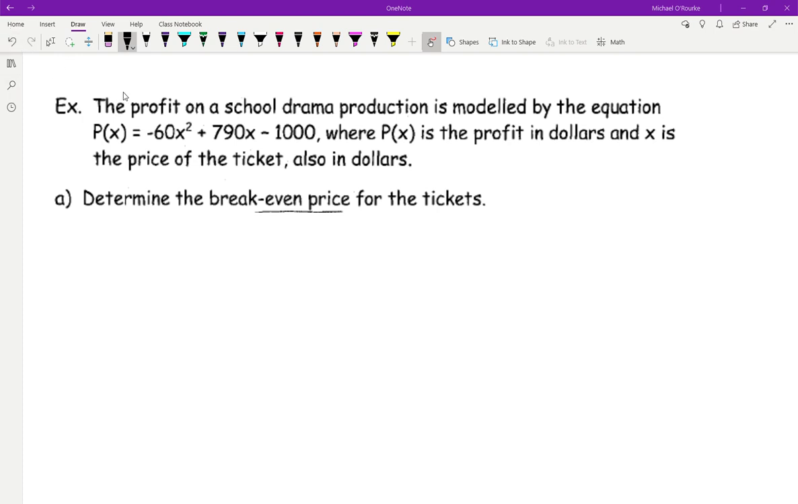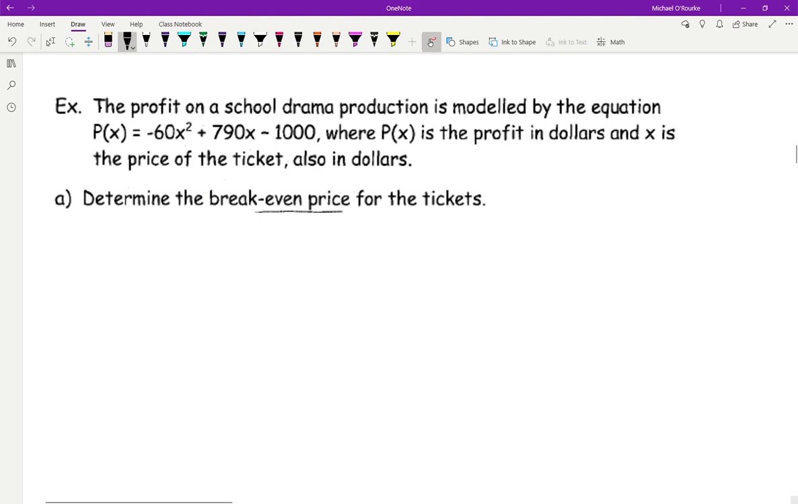So here's a big one here. And maybe I'll leave this one to you. I'll help you get it set up, and I'll see if you can do the math of it. The profit on a school drama production is modeled by the equation of this. Okay? This is one of those points where you don't even want to try to factor that. It's such a big number. Like, it's super hard, right? Where P is the profit in dollars, x is the number of tickets sold. Determine the break-even price for the tickets.